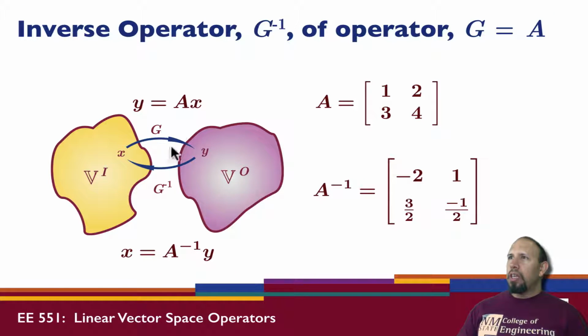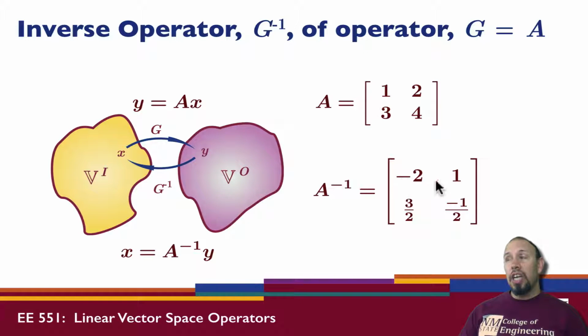The inverse operator. So here our operator G is the matrix A. So the output Y is equal to A times X. So X gets multiplied by A and gives Y. So for this example, we're going to use this matrix A. The inverse function takes Y and gives you back X. So that's what we have. It's an inverse map.